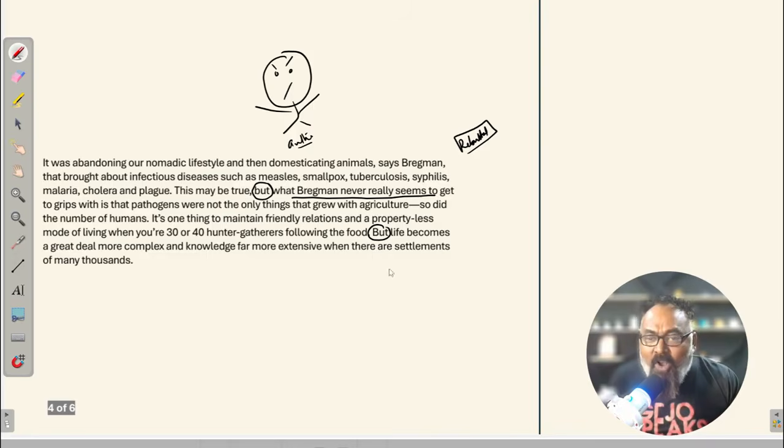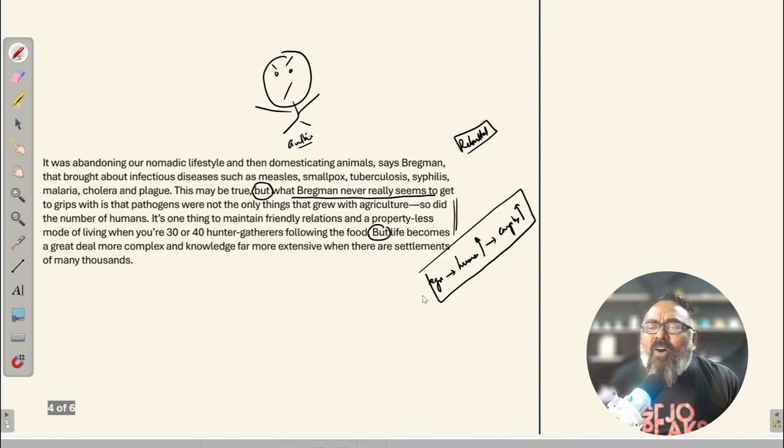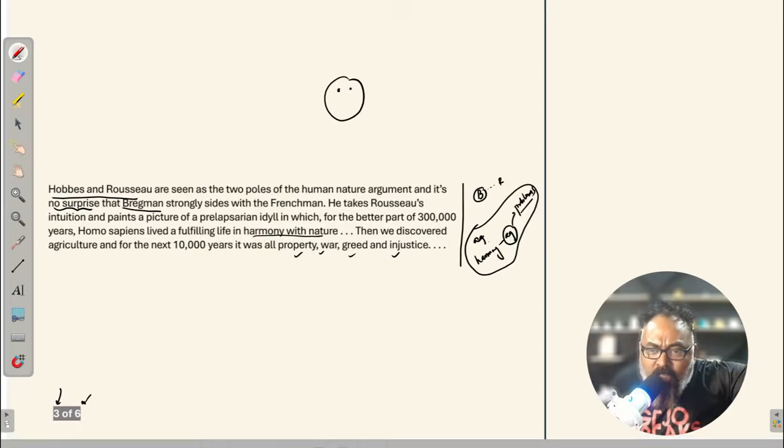Oh, great! The author is giving a new nuance to it. Wait a minute, Bregman. I'm going to give a problem. Okay, agriculture happened. Humans increased. Complexity increased. That's it. Whose view is this? This is our author's view. Amazing. What is the story so far?